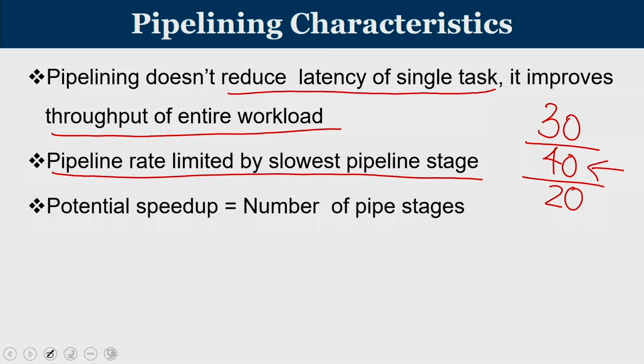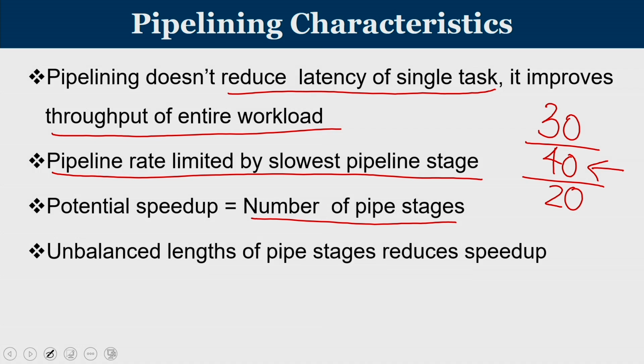And the speed up that we are going to get from a pipeline is equal to the number of stages. Here we have 3 stages, so roughly the speed up is 3 times. Now, when you have an unbalanced length of pipeline, for example, here you have 20, here you have 30, the other one is 40, it is not uniform length. This is slightly creating some performance issues.